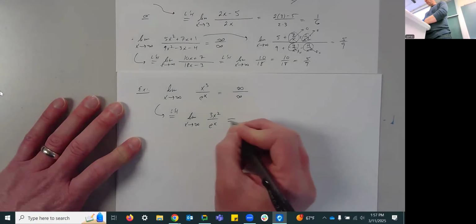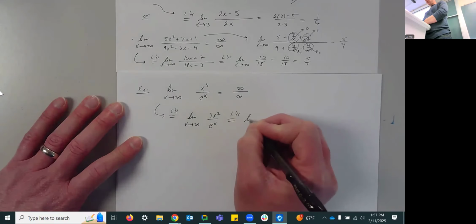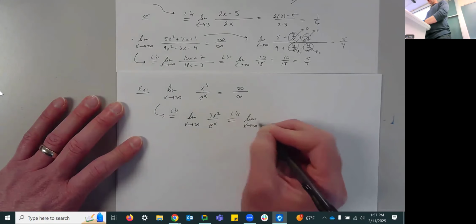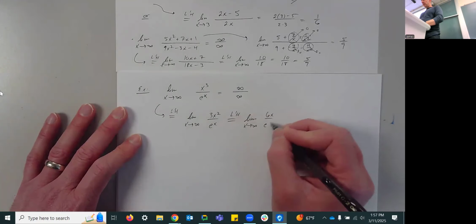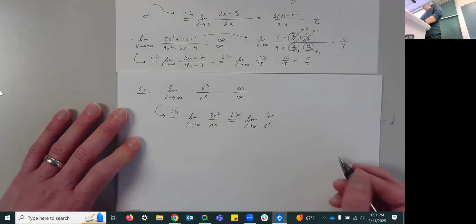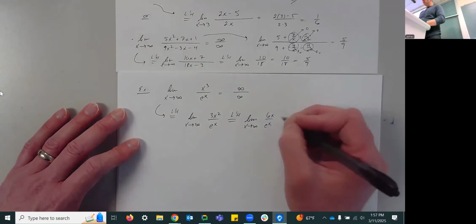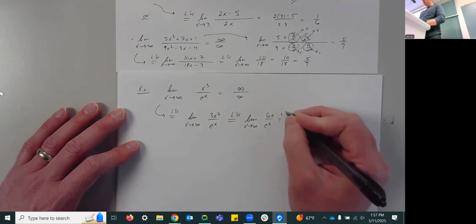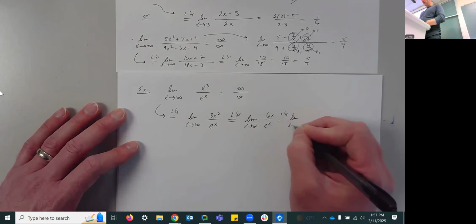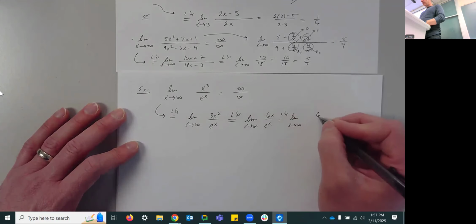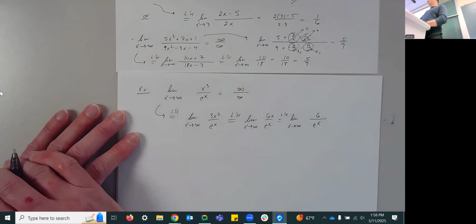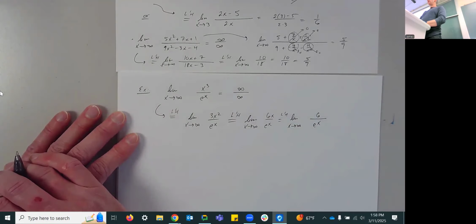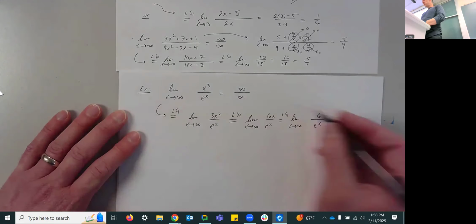So we use L'Hopital's rule again. We get the limit as x goes to infinity of 6x, which is the derivative of 3x squared, over e to the x, which is the derivative of e to the x. We still have infinity over infinity, so we do it again for the last time. And we get the limit as x goes to infinity of the derivative of 6x, which is 6. The derivative of e to the x is still e to the x. But now we don't have an infinity over infinity. We have 6 divided by infinity, which is going to be really, really small.